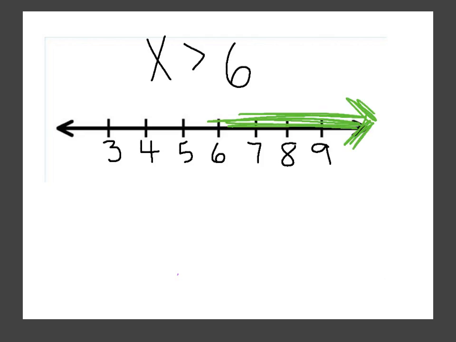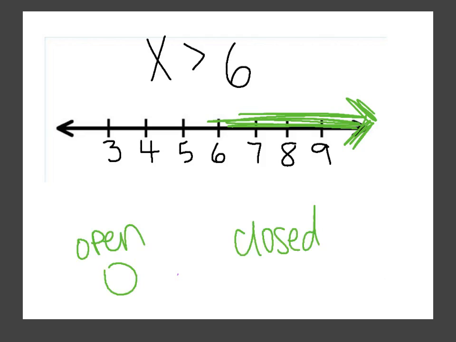And then I need to decide on what circle I am going to put on top of the 6. We have two kinds of circles. We have an open circle, which is a circle that's not filled in, and we have a closed circle, which is a circle that is filled in. And how we decide between the two circles is based on what kind of inequality sign that we have.